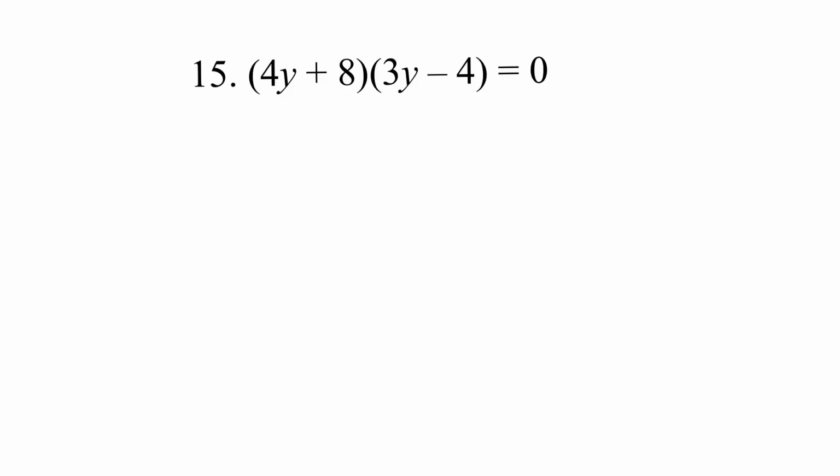And the last question for this review, you guys have two binomials, two parentheses, 4y plus 8 times 3y minus 4 equal to 0. Guess what? This is already factored. Again, if you guys multiply 4y times 3y, that's going to give you 12y squared. So this is a quadratic equation, but it's already factored. So all you have to do, use the zero product property. So you guys are going to take the first one, 4y plus 8 equal to 0. So that's the first factor. And the second factor, 3y minus 4 equal that to 0, and solve.